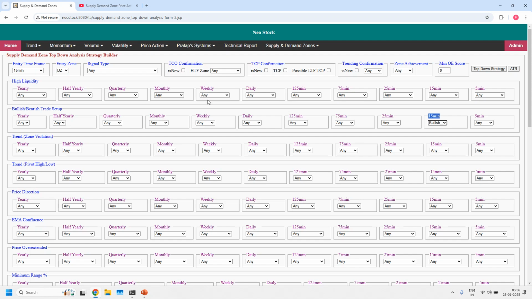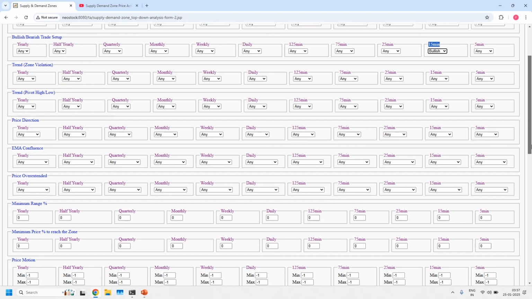But these 15 minutes demand zones should not be pierced, because in bullish or bearish trade setups we don't use pierced zones. For pierced zones we have a separate strategy that I explained in lesson 29. At present we are focusing on bullish and bearish trade setups. That is why your entry zone should not be pierced, so you have to tell the software that you don't want pierced zones.